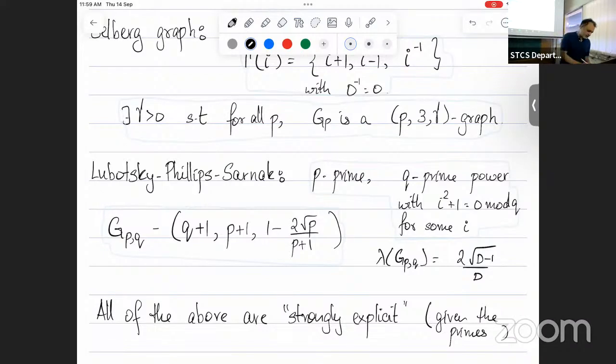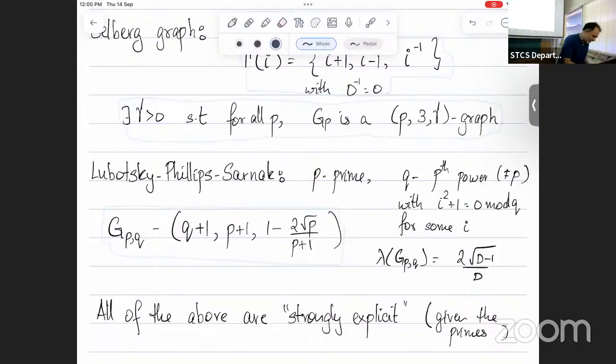Oh, sorry. No, I think Q must be a pth power. Sorry, I messed up here. So this must be a power of P, and it can't be P. It can be any other thing, but it must additionally satisfy the property that there is some I such that I squared plus 1 is zero. I'm maybe messing up, there's some extra condition. If P satisfies it, Q will automatically satisfy it. That P has a square root of -1.